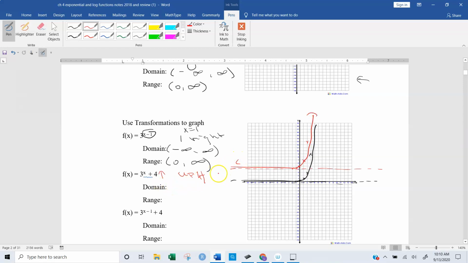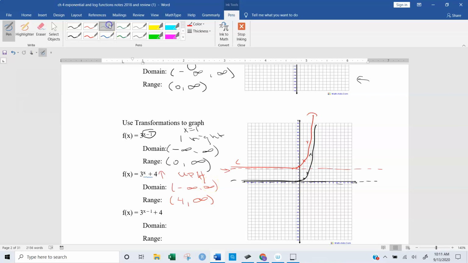Now your domain, still the same. X has not changed. So we are still negative infinity to positive infinity. Our range now, though, starts to have the value where the asymptote is. So it goes from 4 to infinity. So our range has shifted.